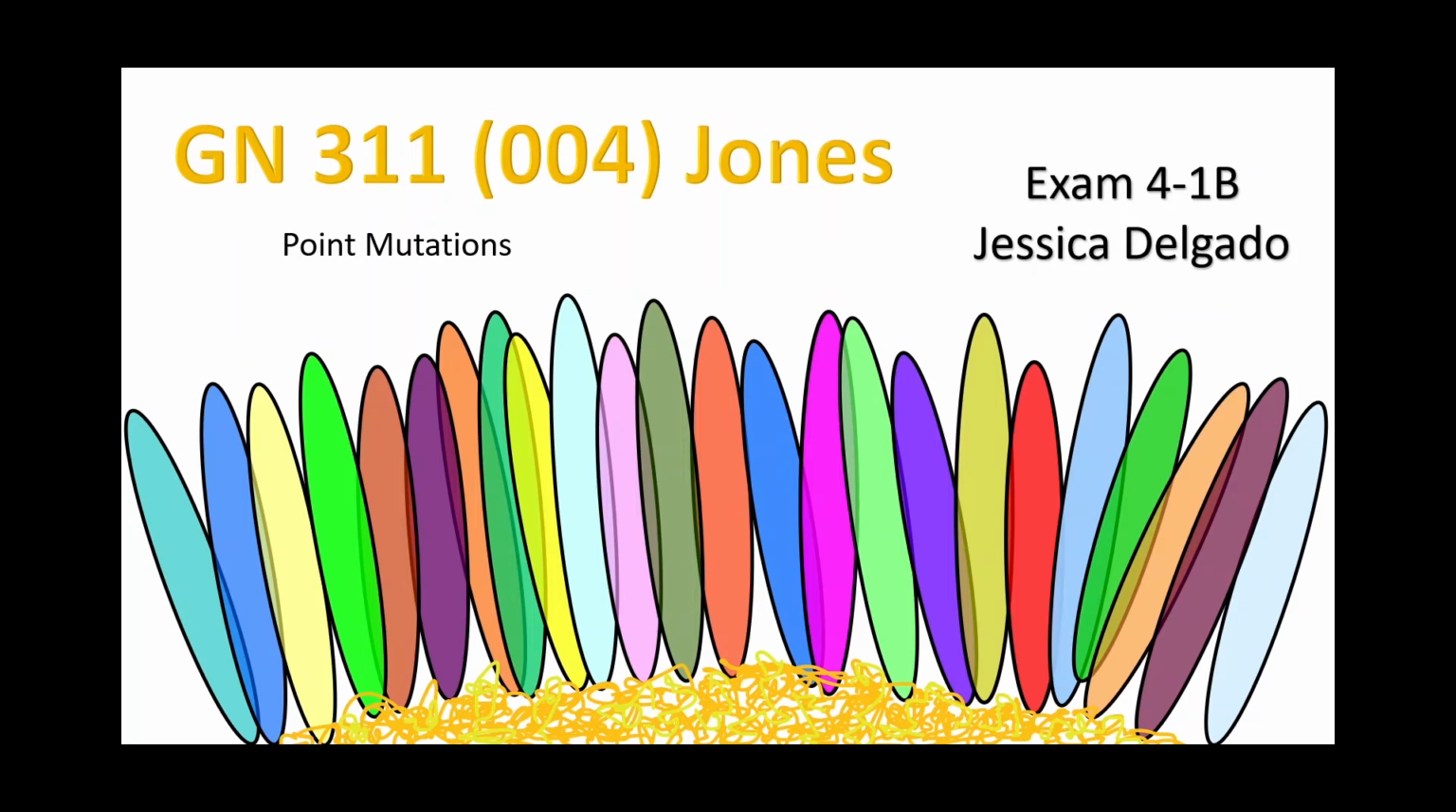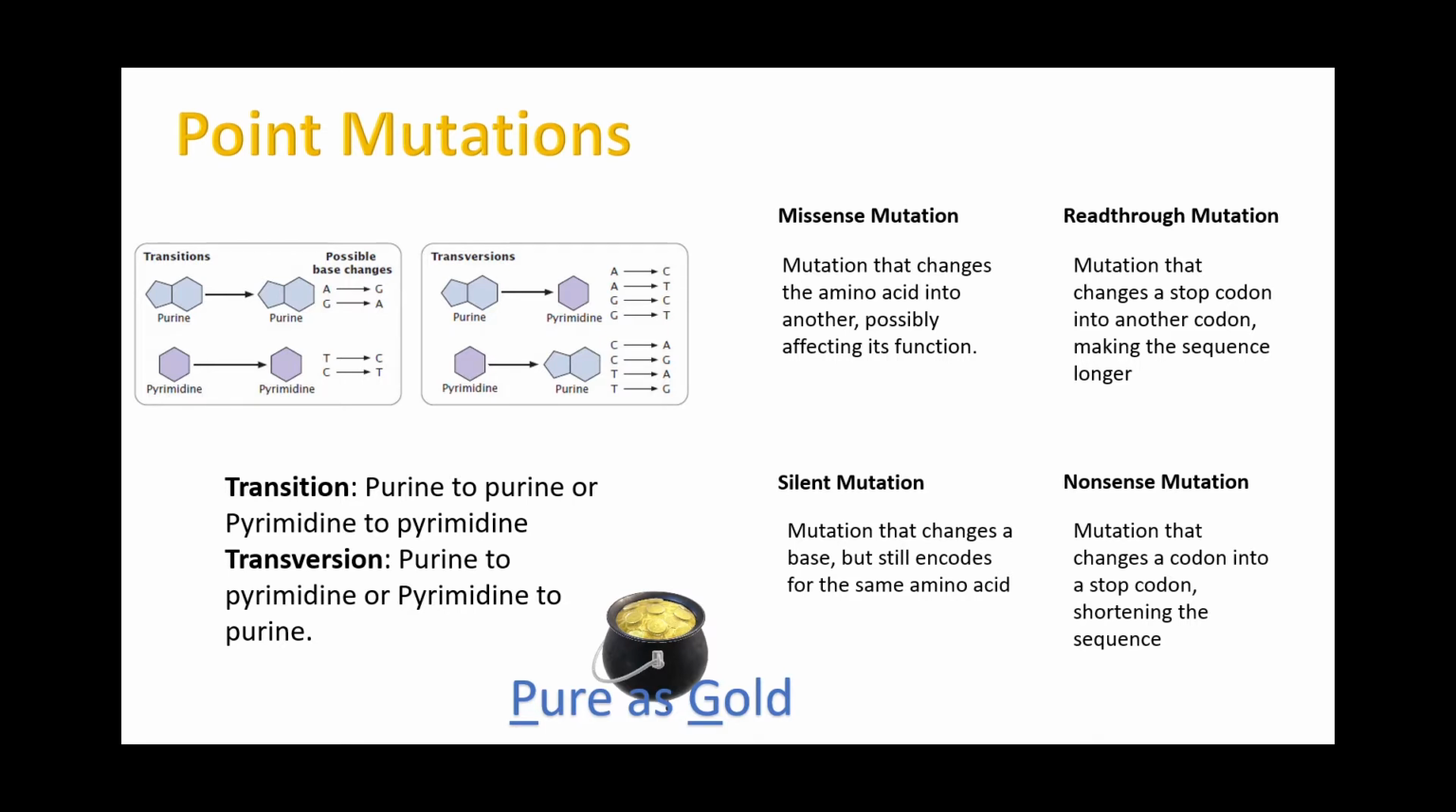Today we will be talking about point mutations, which is the substitution of one base into another base. First, let's talk about the two types of base substitutions, which are transition and transversion. Purines, which consist of adenine and guanine, can be distinguished by their two rings. A way to remember them is by "pure as gold." Pyrimidines are thymine and cytosine, which only have one ring.